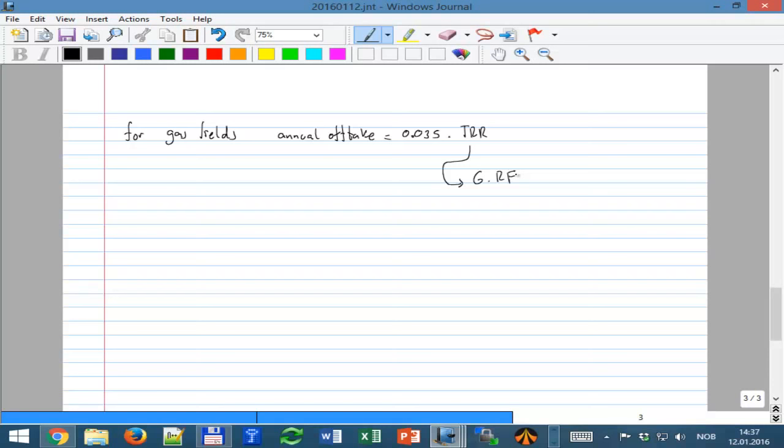Now, if I have the annual offtake, that's the amount of fluid that I have to take out of the reservoir in 1 year. How do I get the flow rate, or how do I get the production rate? Any suggestions? By the number of days, and the number of days will be 365. Are you sure that you will be producing the field every day in the year? No.